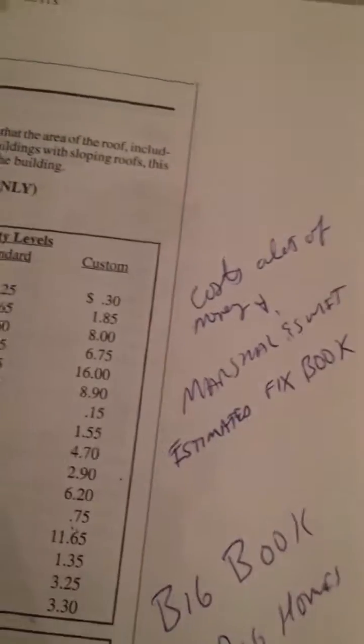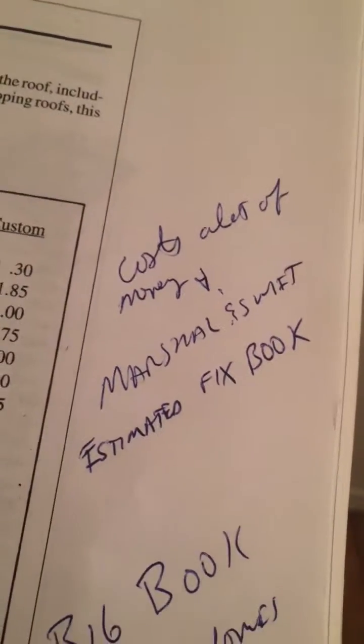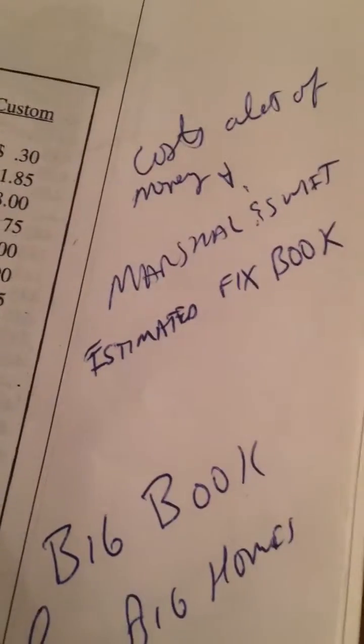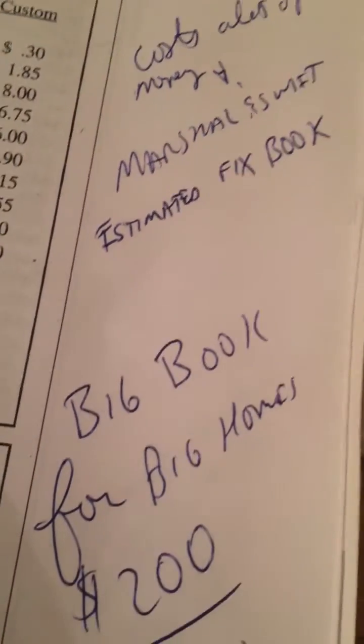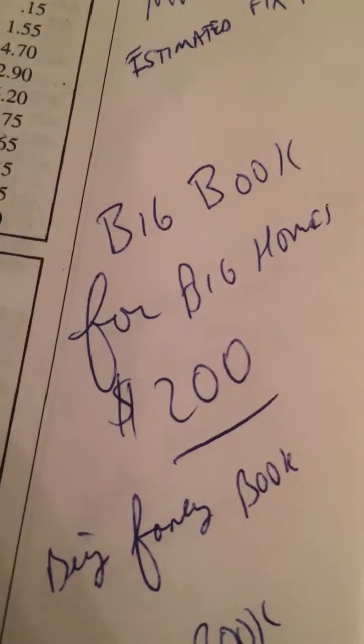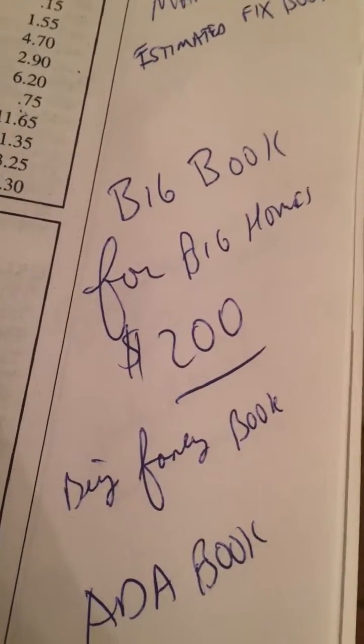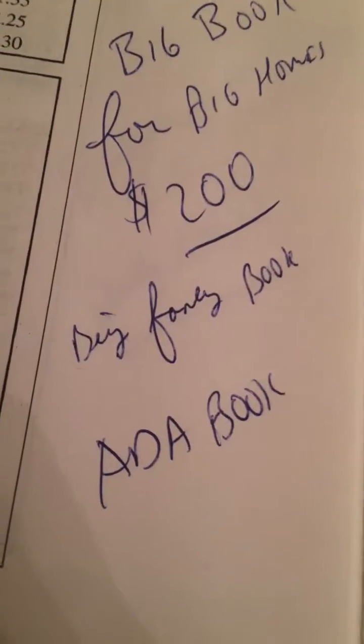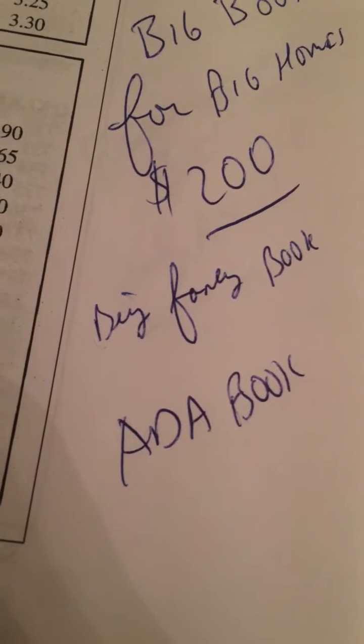Extra note. Costs a lot of money. Marshall & Swift estimated fix book. Big book for big homes, $200. Big fancy book, ADA book.